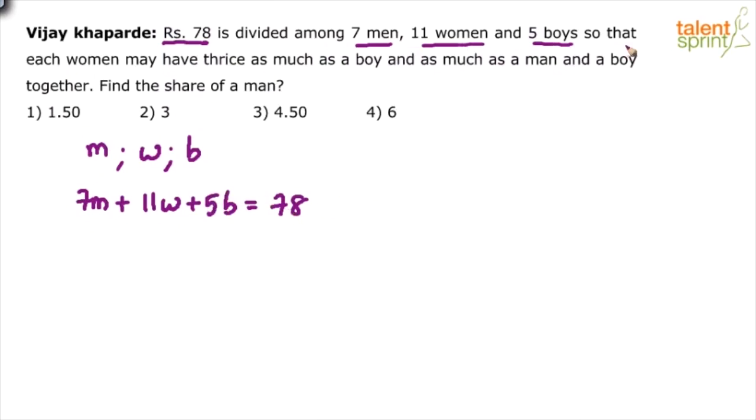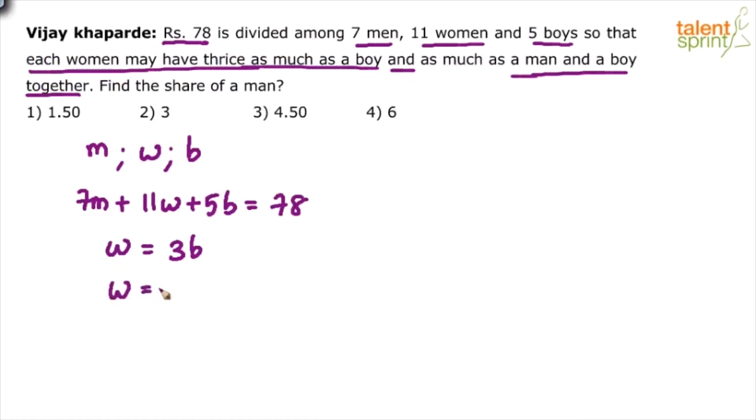It has been divided in such a way that each woman may have thrice as much as a boy, which means W is equal to 3 times B. The share of each woman is 3 times the share of a boy. And again, remember, "and" refers to the preceding. So each woman is thrice as much as a boy, and each woman again is as much as a man and a boy together. That means the same woman W is also equivalent to B plus M. So each woman gets 3B, each woman also gets B plus M.